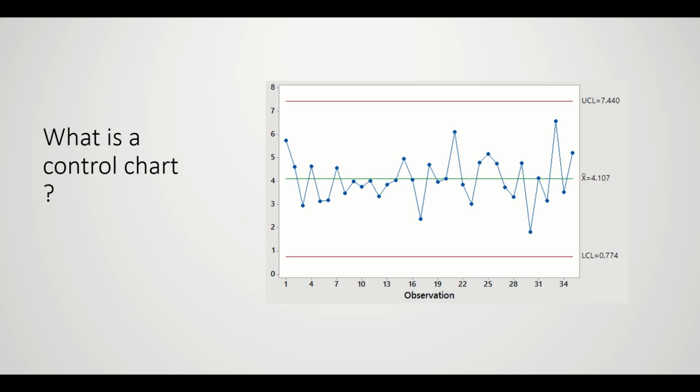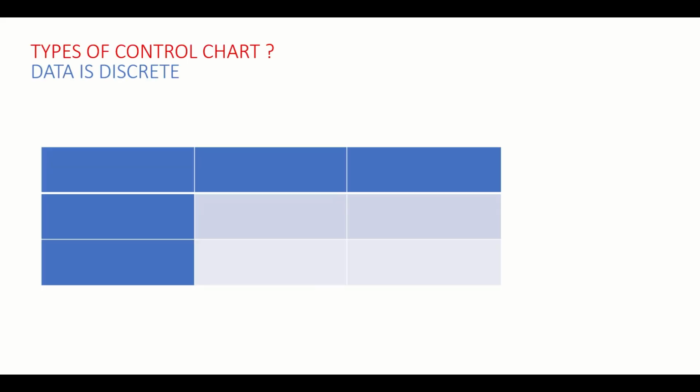So this is the diagram of a control chart. This line is called the average line, which is green line in the center. The upper line is called upper control limit, like I already mentioned. It is called UCL. And the lower line is called LCL. All these upper control limits and lower control limits are calculated automatically in Minitab. So in today's video, we are going to talk about control charts when data is discrete.